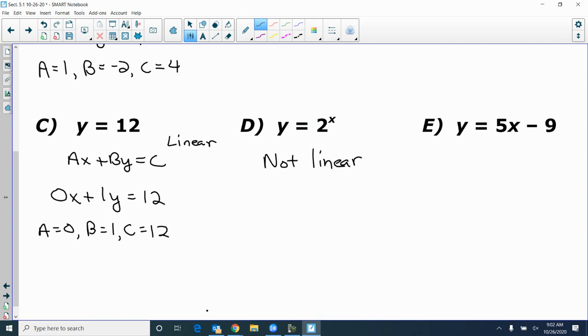All right. And now, Jordan, we got some catching up to do. So for E, do you think that's linear? Yes. Okay, it is linear. There's no goofy exponents. Is it in standard form? No. What do we need to do to get it there? Subtract 5x. Good. Now you have to watch how you write this, because if I write it as it is right now, it's y minus 5x equals negative 9. Make sure that you got that part down.